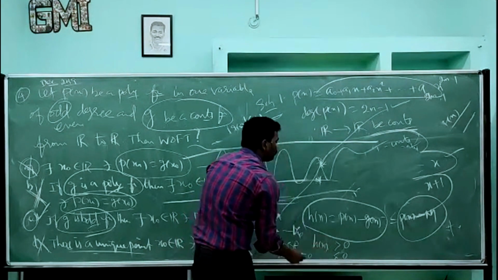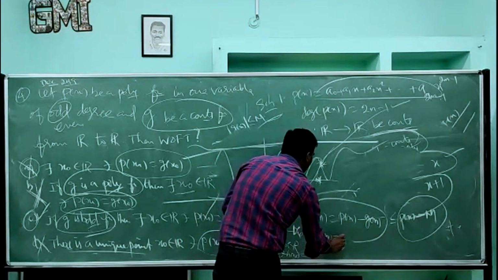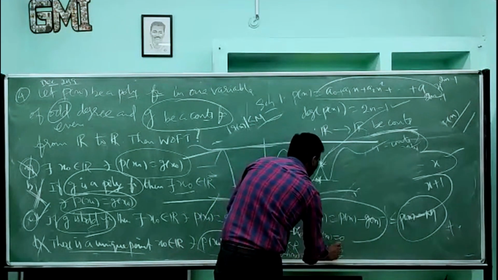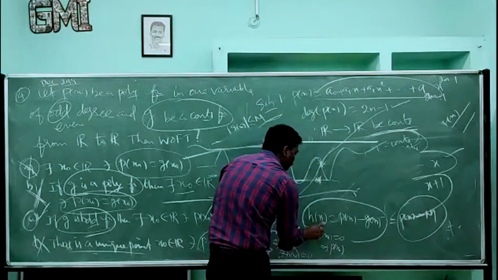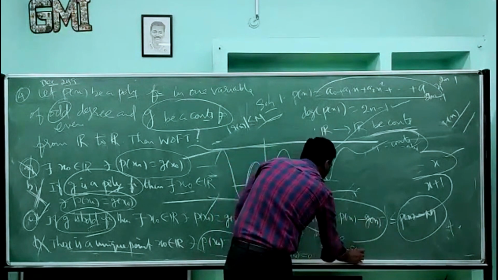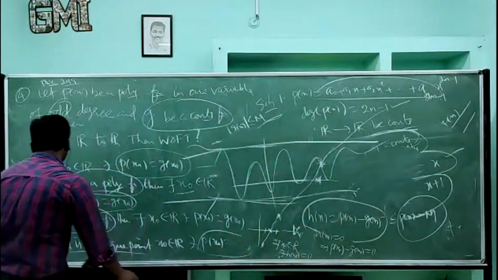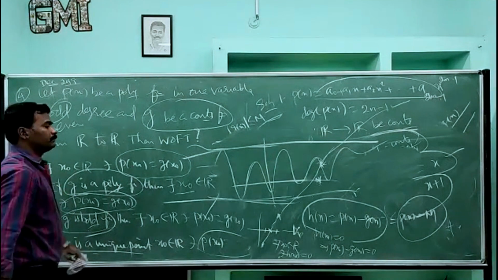H of x naught equal to 0 means, substituting, H of x naught equals P of x naught minus G of x naught equals 0. This implies P of x naught equals G of x naught. So therefore, option C is always true.